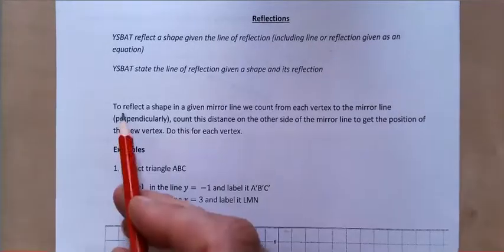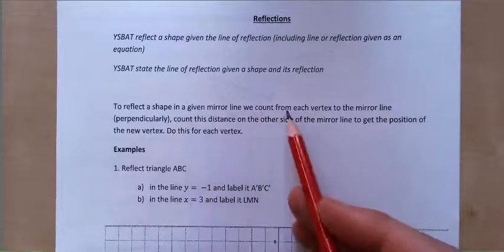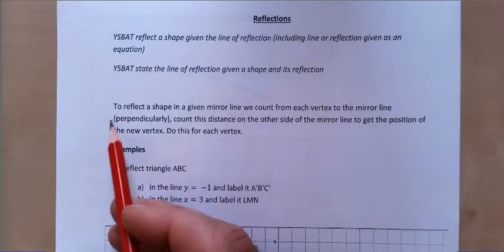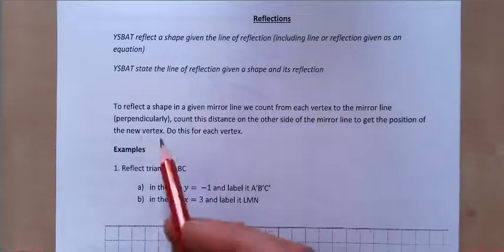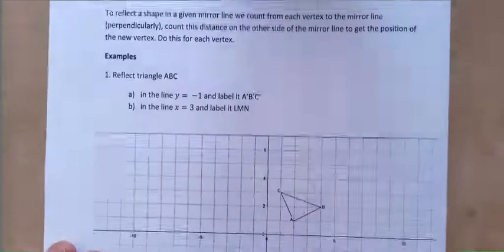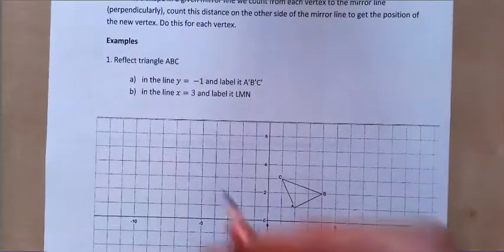It says to reflect a shape in a given mirror line, we count from each vertex to the mirror line perpendicularly. Count this distance on the other side and get the position of the new vertex. Do this for each vertex, and by vertex of course we mean corner.